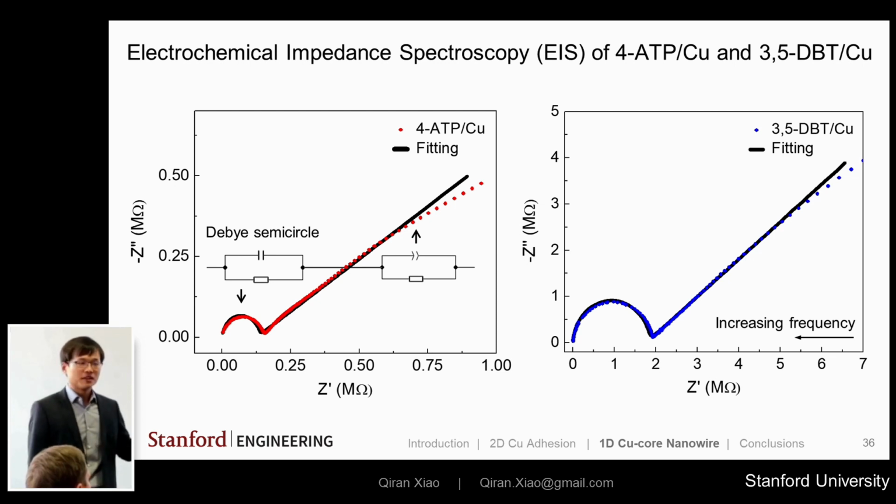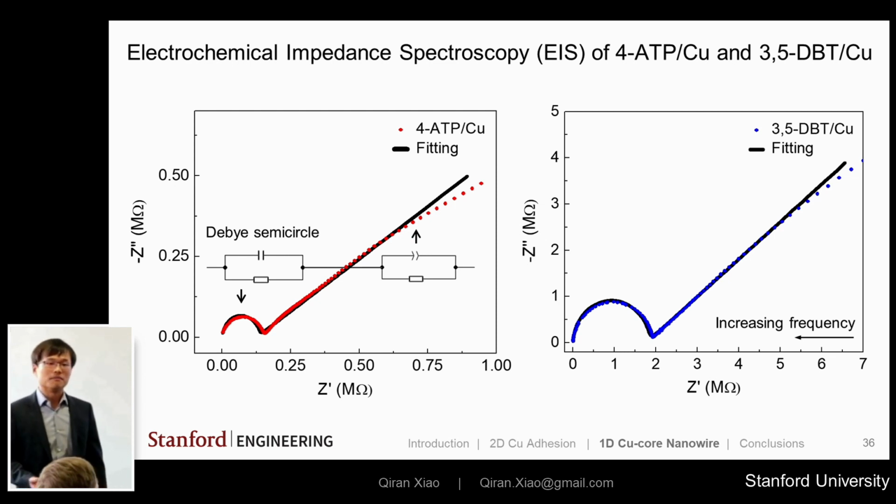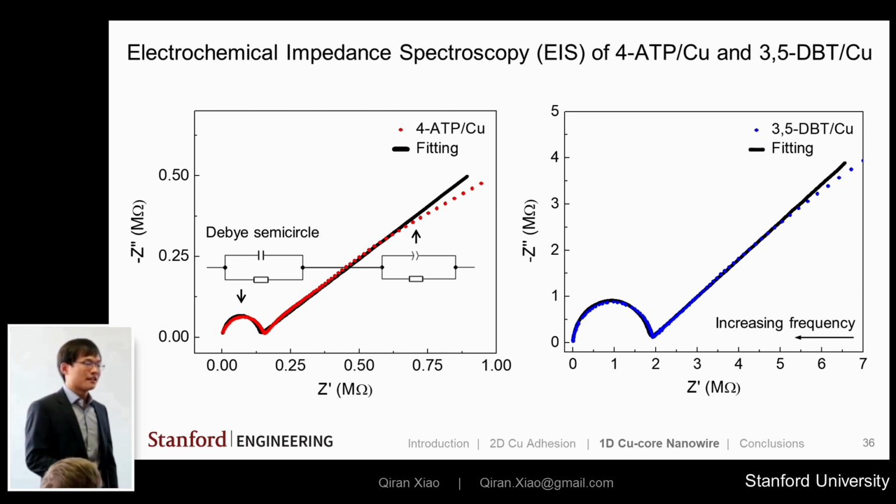And we collected the impedance spectroscopy by applying a sinusoidal voltage on our nanowire powder specimen sandwiched in between two electrochemical plates, and then measuring the resulting current. And then by plotting both the real and the imaginary parts of the impedance, we obtain these Nyquist plots. Red and blue data dots show our collected impedance results for 4-ATP copper and 3,5-DBT copper respectively. And the black line shows the computer-generated least squares fitting to our experimental result.